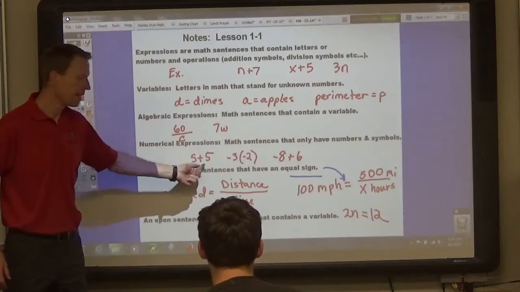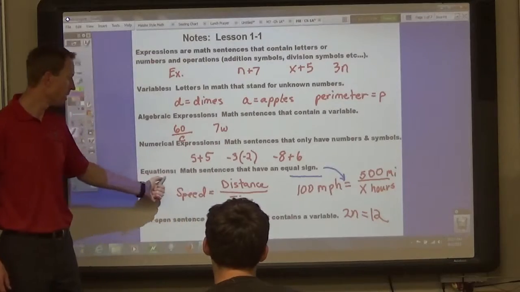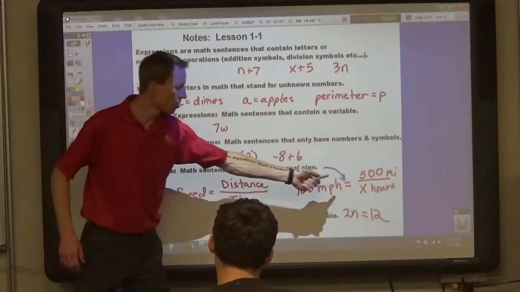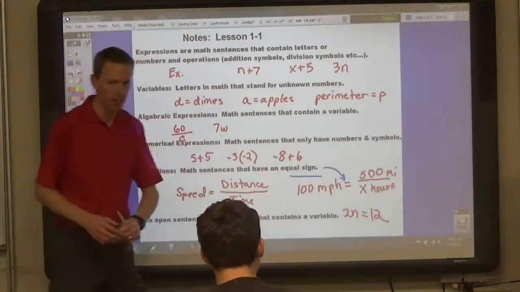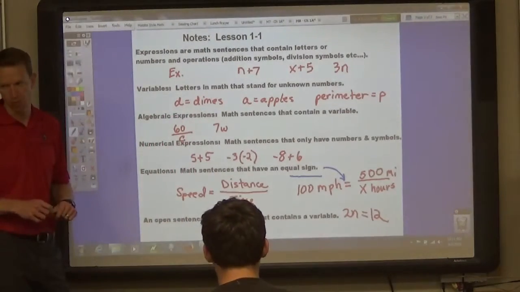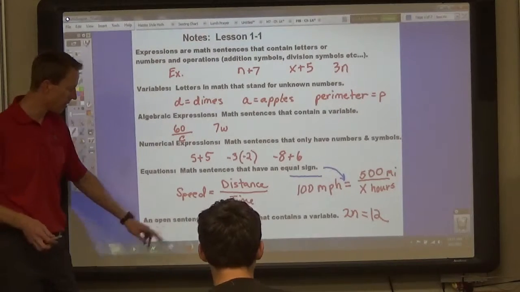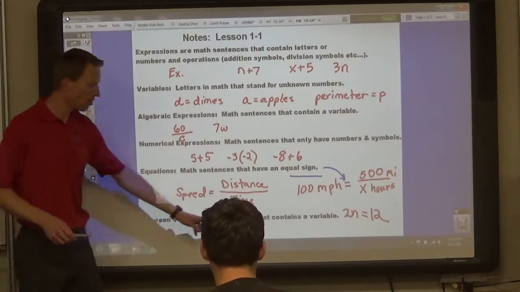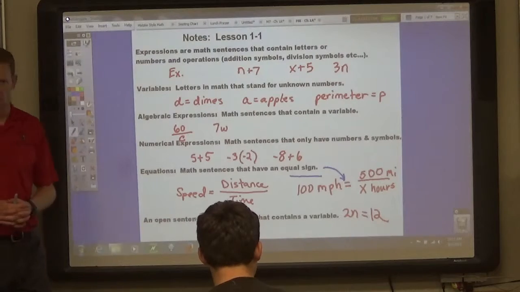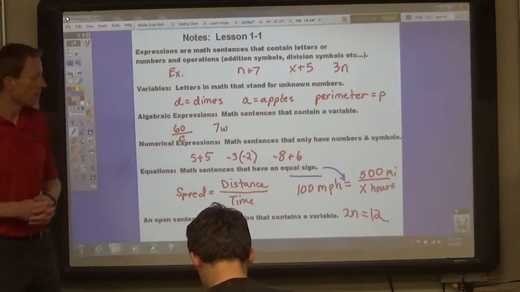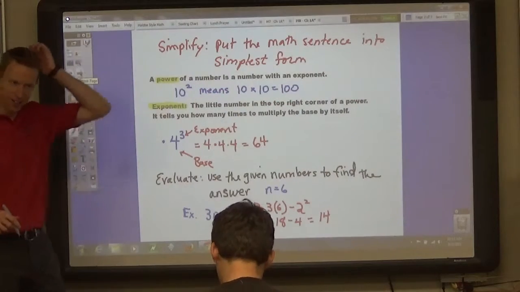Now, numerical expressions only contain numbers. Equations, those are different than expressions because they have an equal sign in them. So anything with an equal sign is an equation instead of an expression. Okay? And then an open sentence is an equation that contains a variable. So some equations won't contain a variable, others will. Any questions so far?